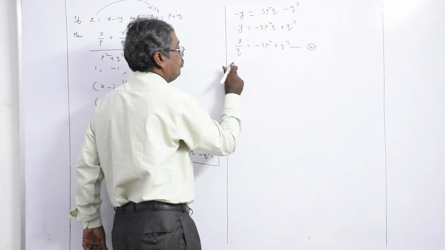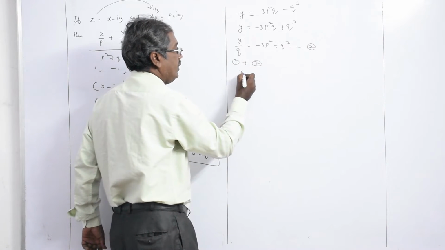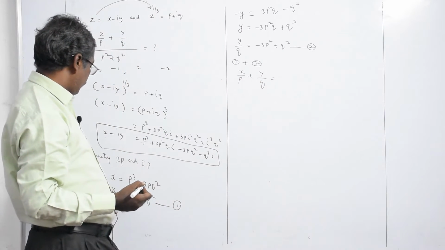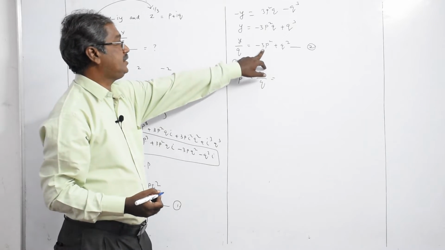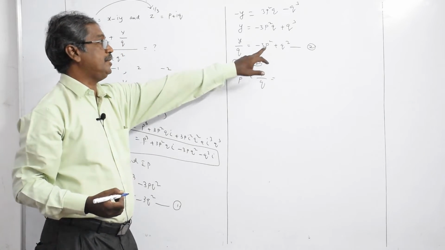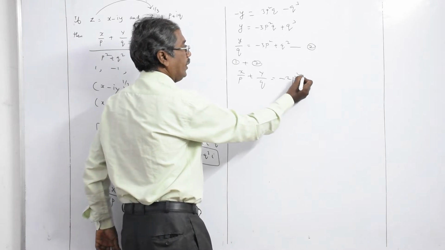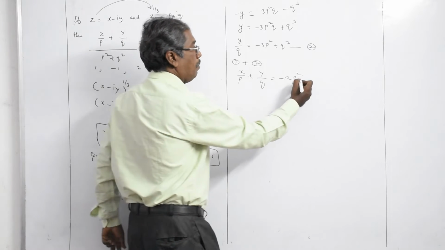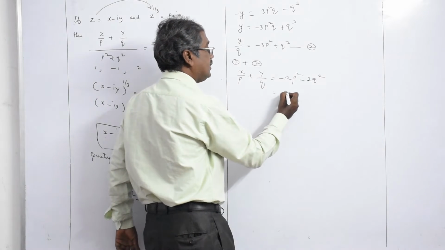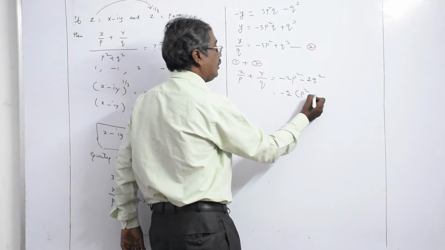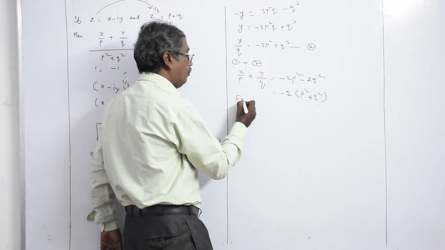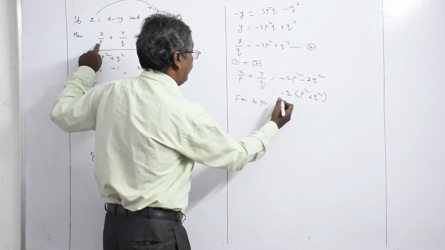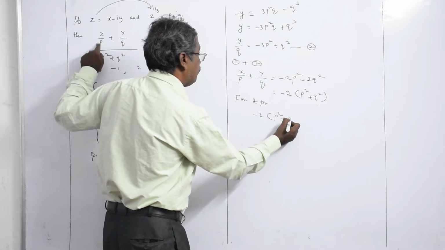When you add this 1 plus 2, it gives you x by p plus y by q equal to, check. Now check. P square minus 3p square becomes minus 2p square. And one more thing, minus 3q square plus q square becomes minus 2q square. Take minus 2 outside, this will become p square plus q square. Now from the problem, what is here? x by p plus y by q equals minus 2 into p square plus q square.